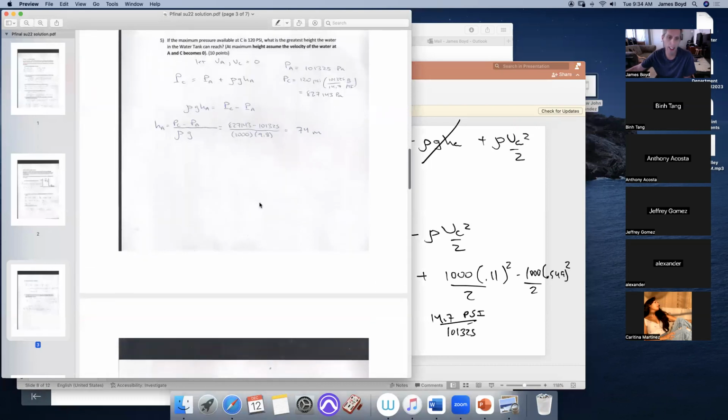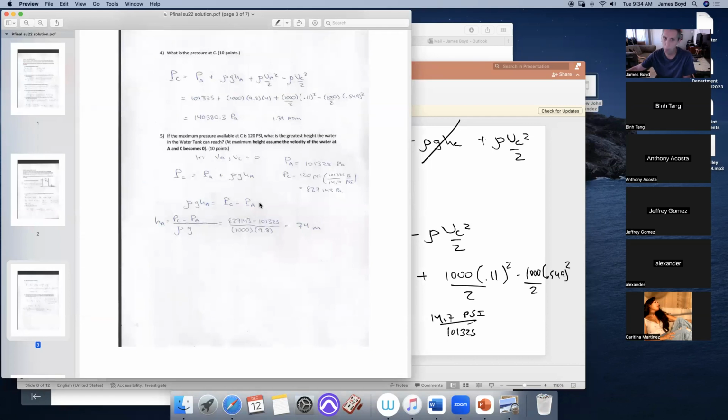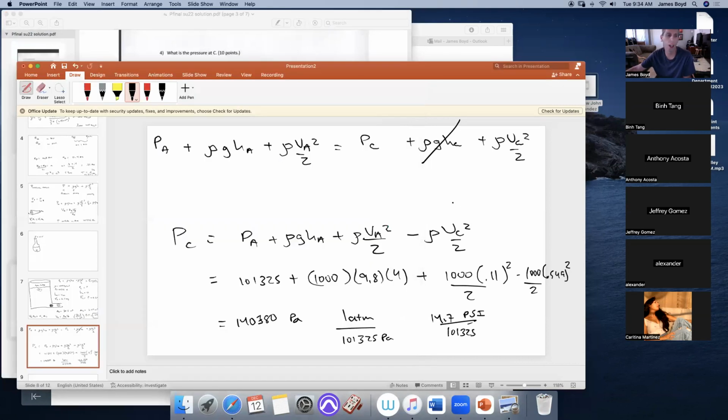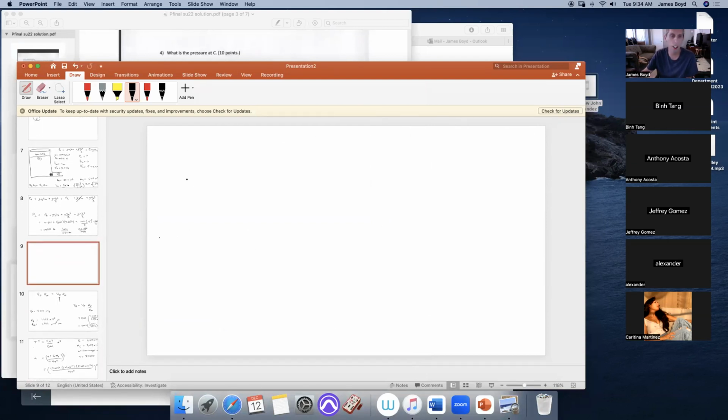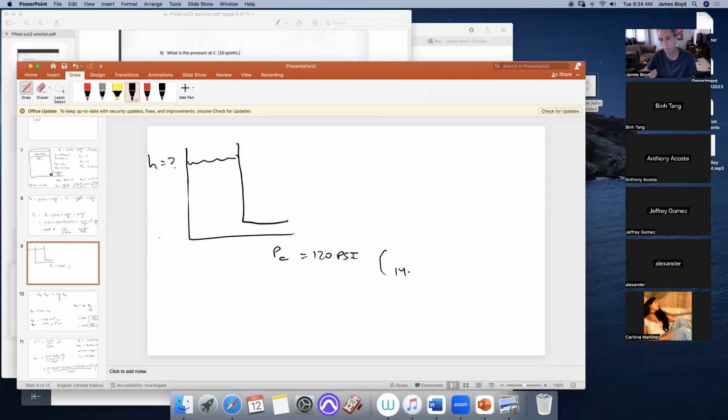The last question is actually the hardest of these because you have to understand something. In the last question, I have that the pressure is coming in, and I want to know the maximum height that this water is going to reach. So I want to know what H is if the pressure at C is 120 PSI. First of all, you need to change this into pascals. There are 14.7 PSI for every 101.325 pascals. So you have to change that pressure into pascals.